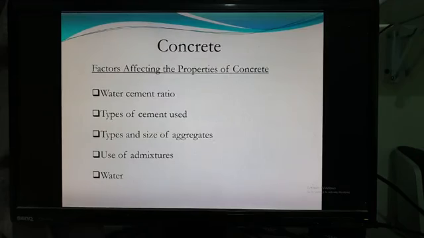Or the concrete might need to be sent or to travel a long distance, so you do not want it to cure quite quickly, so you put in retardant admixture to slow down the process of curing while the concrete is being sent. Okay, and then of course the water itself, the quality of water that you are using will also affect the properties of the concrete produced.